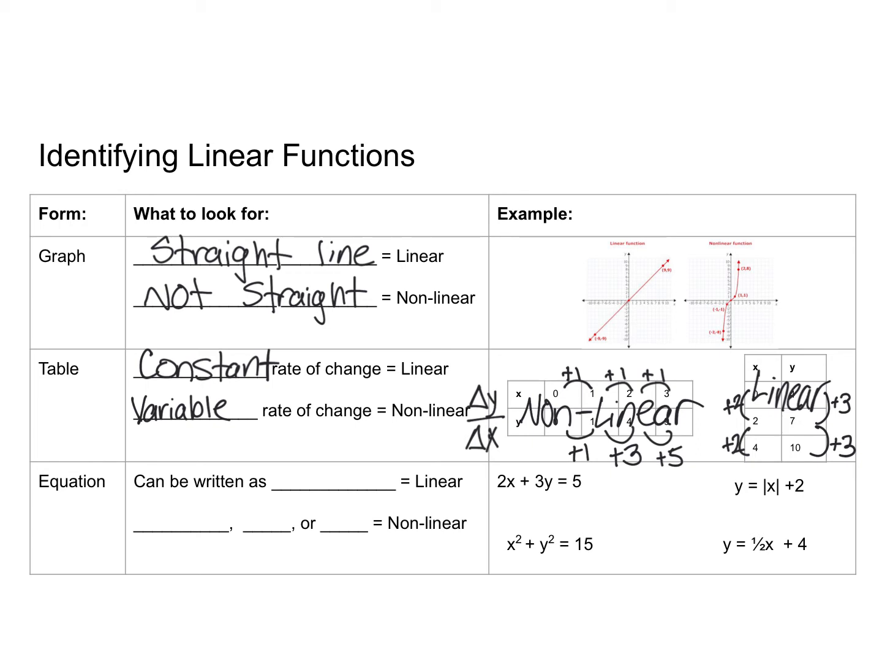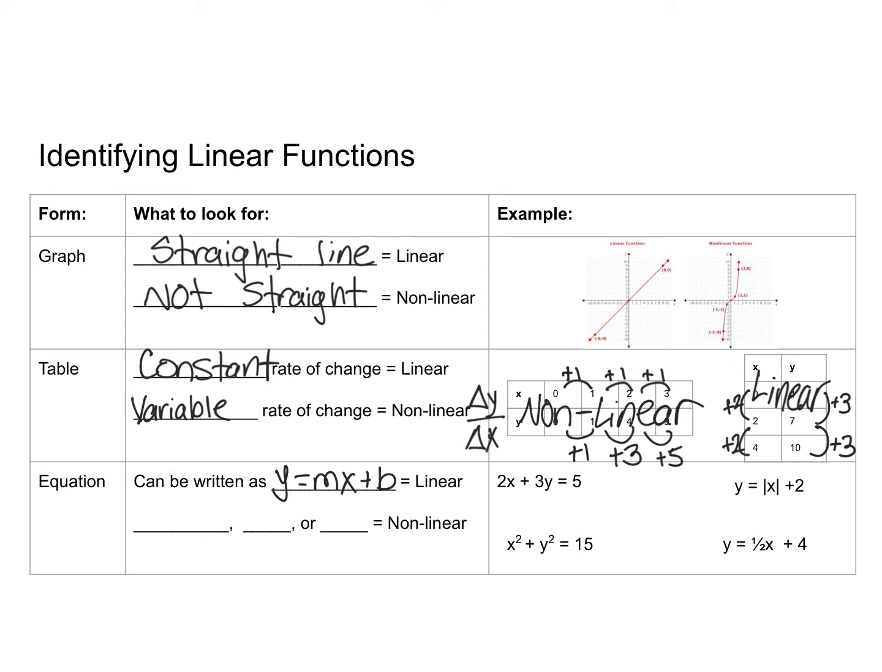Now, equations are also really easy to tell, just like graphs are, because there are a few things you look for in an equation that tells you if it's linear or not. Now, every equation that's linear can be written as y equals mx plus b. That's the rule. Doesn't always mean it will be written that way, but it can be.